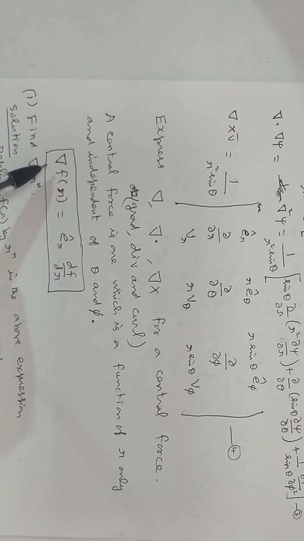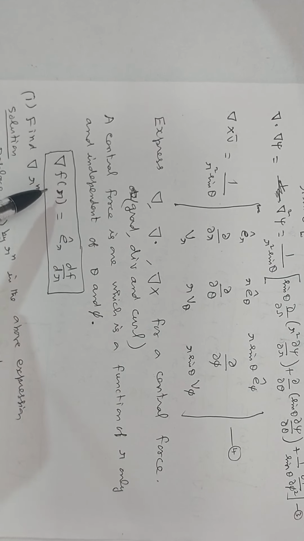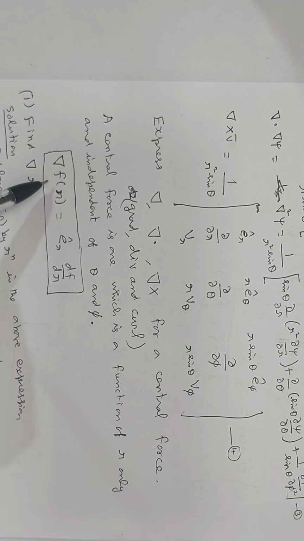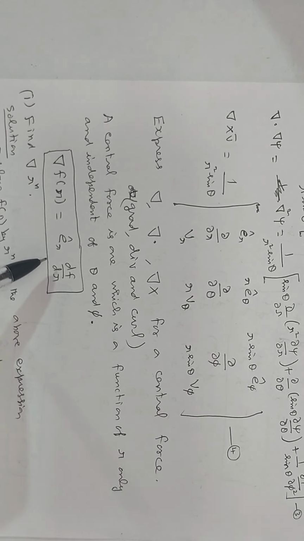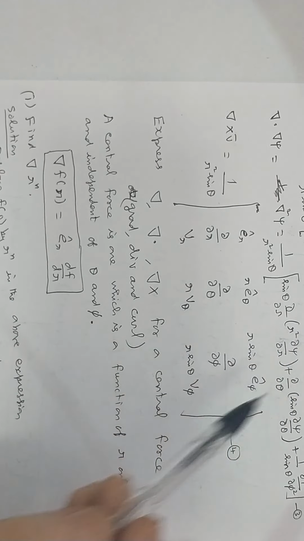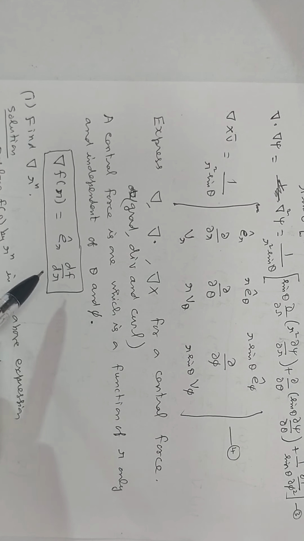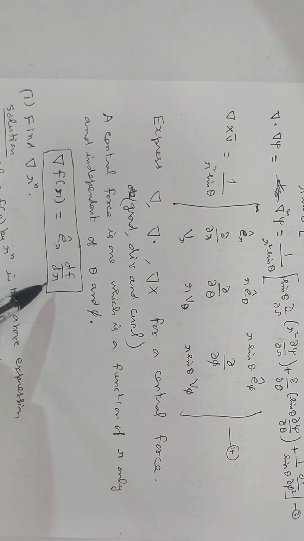So now let us find the gradient of f of r, because this is a function of r only. So it will be only the first term alone in that expression. The other terms will not be present because it is independent of theta and phi. So e_r df by dr.